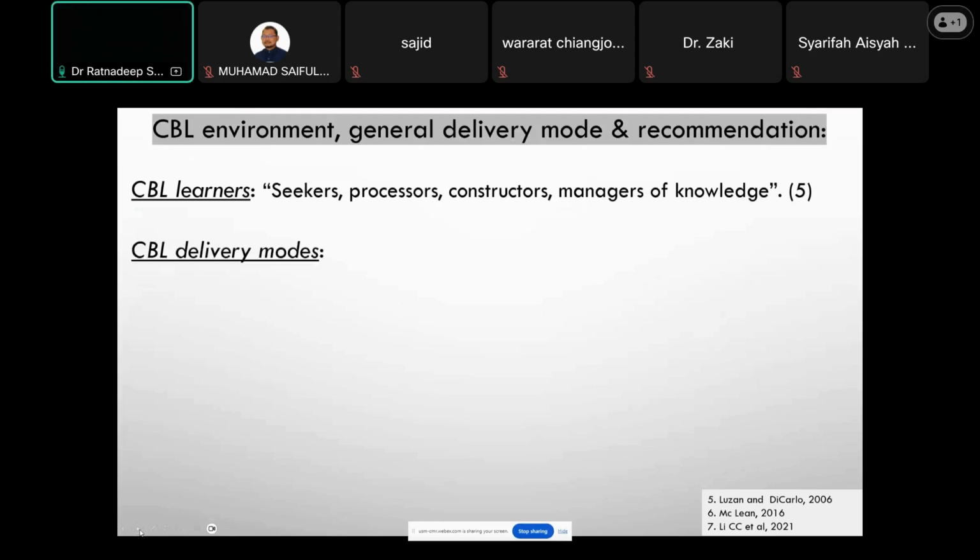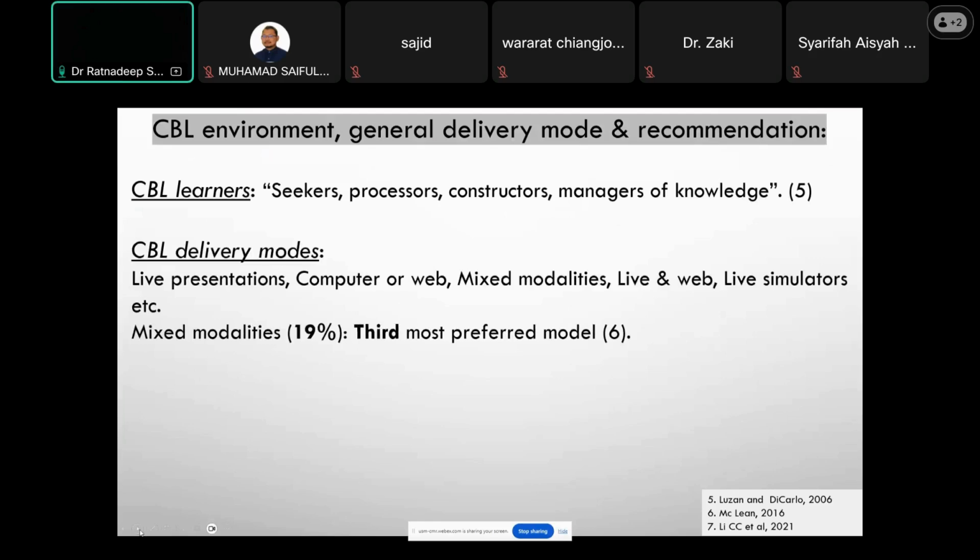Now, if we look at the delivery modes, we found in our review of literature that McLean's worldwide review on CBL stated that the method of delivery of CBL varies. The most common one has been the live presentation, followed by computer or web-based teaching, and then mixed modalities along with some others like live simulators. The mixed modality corresponds to 19% of CBL delivery modes across the globe in various healthcare settings. And we delivered CBL in this mode in our present study.